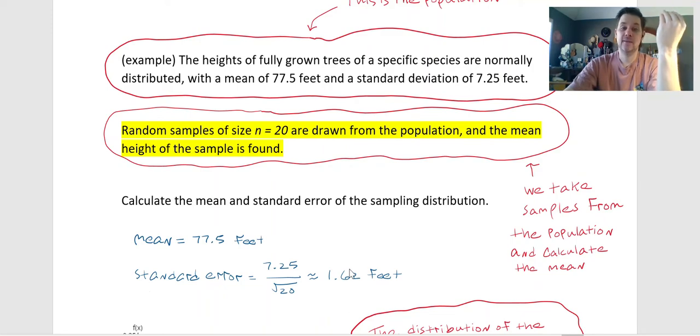So I could say that when you take this sample of size 20, and you find the average height of those 20 trees, then it's going to be within, most likely, 1.62 feet of 77 feet. That's what it says. But that's what it means when it says that that's the sampling distribution.